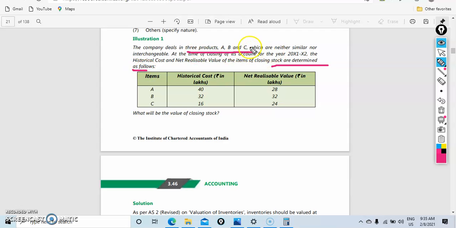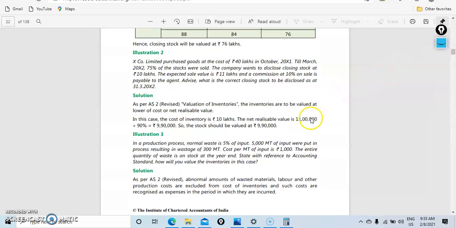First of all, there are three different products, and now you can see the cost and net realizable value are also given. We have to use AS 2, and whichever is lower we should take: 40 or 28, we should take 28; 32, 32; any other, 16 or 24, we take 16. So by using this we have to calculate the value of closing stock.